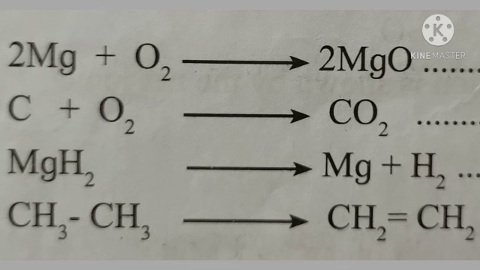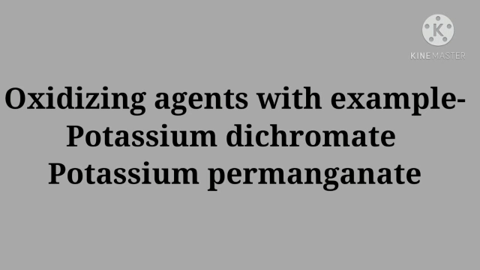In the first two reactions, a reactant combined with oxygen, whereas in the last two reactions, hydrogen is removed from the reactant. All these are examples of the oxidation reaction. Therefore, the chemical reaction in which a reactant combines with oxygen or loses hydrogen to form the product is called oxidation reaction. Now let us see oxidizing agent.